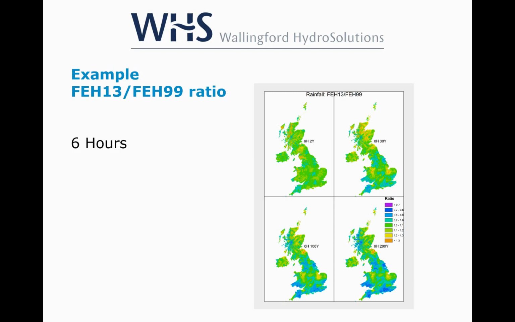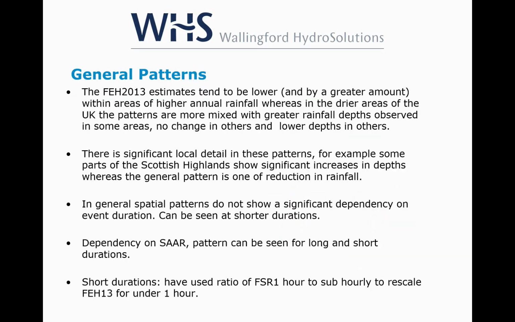So here's a quick example of FEH13 to FEH99 ratios. We can see here that there are spatial differences. There are also variations with return periods. Some areas have higher, some areas have lower, and in fact the general picture is that you can't predict for any given location, for a particular duration or return period, whether the FEH99 will be higher or lower than the new FEH13. However, we can come up with some very general patterns.